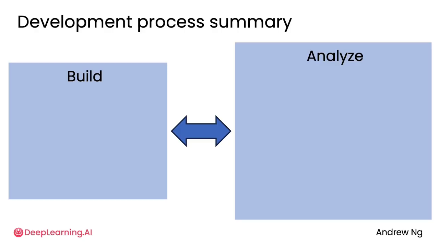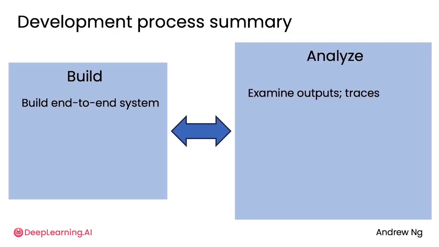So for example, when building a new agentic workflow, I'll often start by quickly building an end-to-end system, maybe even a quick and dirty implementation. And this lets me then start to examine the final outputs of the end-to-end system, or also read through traces to get a sense of where it's doing well, where it's doing poorly. Based on even just looking at traces, sometimes this will give me a gut sense of which individual components I might want to improve. And so I might go tune some individual components or keep tuning the overall end-to-end system.